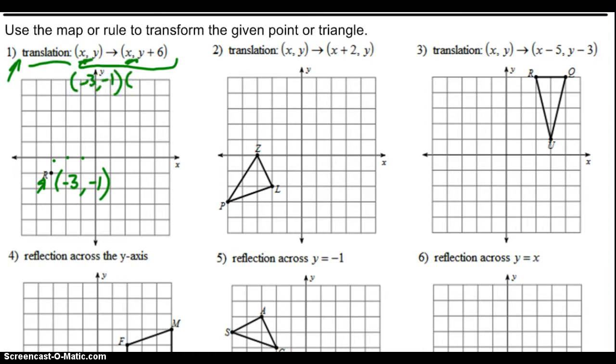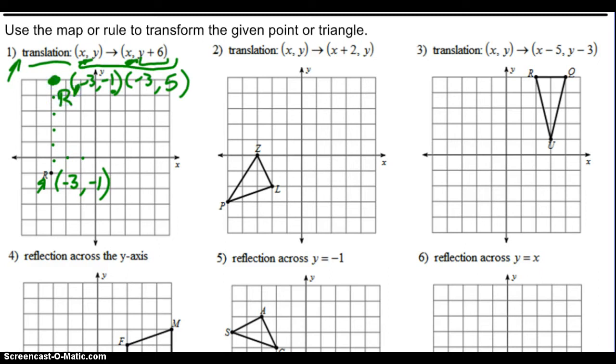My new point will be at -3, the same, since X doesn't change, and for Y, we're adding 6 to that. So I'm going from -1, adding 6, I'm going to be at 5. So my new point, R prime, will be at -3, 5. 1, 2, 3, 4, 5, all the way up here. And that'll be R prime with a little apostrophe, the new R, R prime.